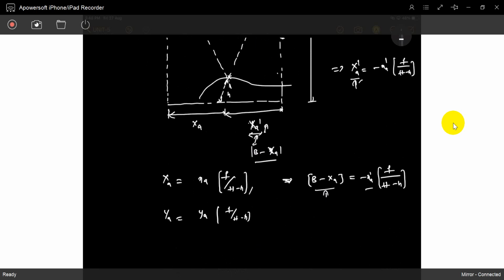Now you can write out what you can write. So xa, what you can write? Xa you can write as b plus... so what can you write? B plus.